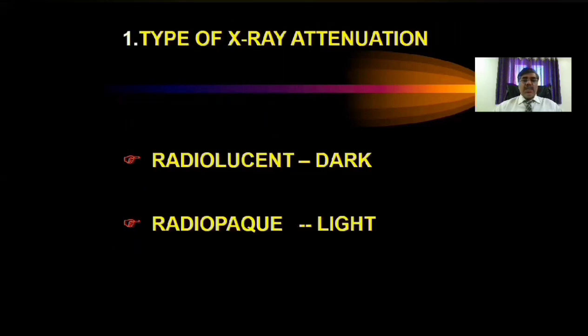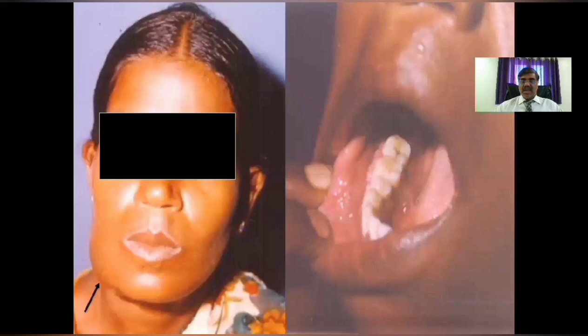The first is type of X-ray attenuation. There can be 2 possibilities. A lesion can be radiolucent or a lesion can be radiopaque. A radiolucent lesion appears black or dark in the radiograph. A radiopaque lesion appears white or light in the radiographs. Let me show you an example. First, let me show you an example for a radiolucent lesion.